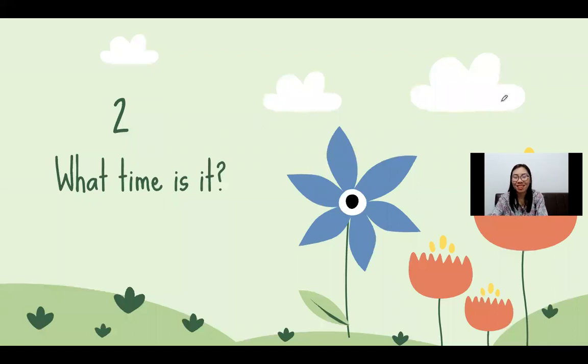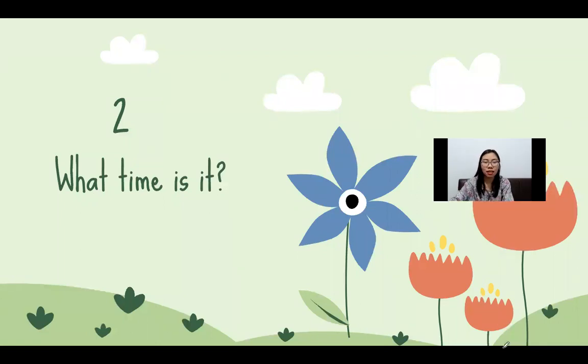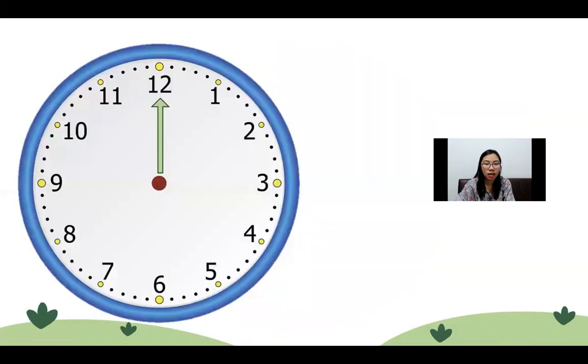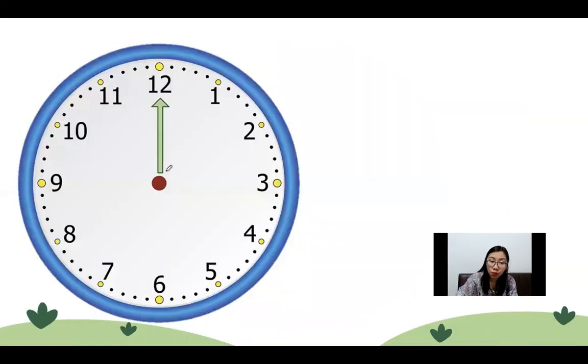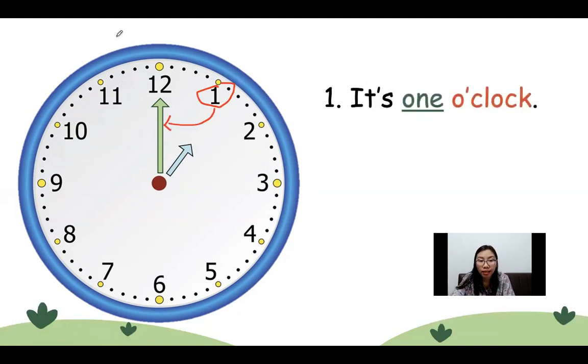Let's try. What time is it? Look here. We already have our long hand pointing at 12, so we have o'clock. Now what time is it? 1 o'clock. Okay, so it's 1 o'clock. 1, O-N-E, 1 o'clock.